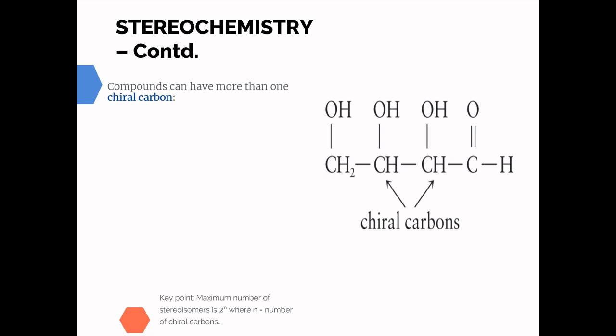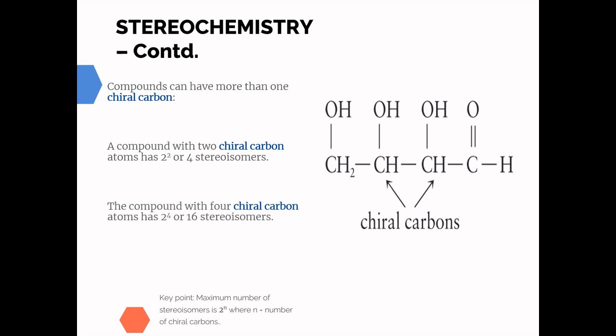The compounds can have more than one chiral carbon, and accordingly we have a number of stereoisomers. When you have 2 chiral carbons, we get 4 stereoisomers, and when we have 4 chiral carbons, we have 16 stereoisomers. So the common formula for finding the number of stereoisomers is 2^n, where n stands for the total number of chiral carbons.